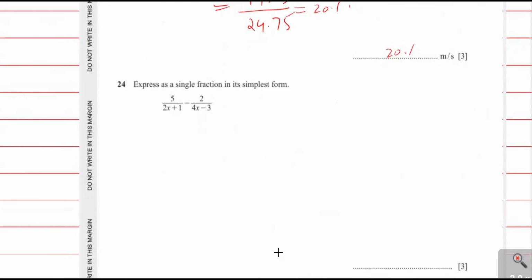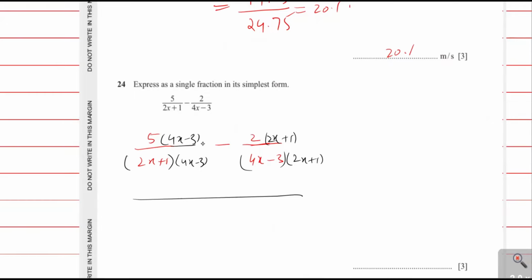Question number 24: express as a single fraction. Look here, the first fraction is 2x plus 1 in the denominator, and the second fraction is 2 over 4x minus 3. To make the denominators the same, we will multiply the first fraction by 4x minus 3, and for the next fraction, we will multiply by 2x plus 1. Both denominators become (2x plus 1) into (4x minus 3).